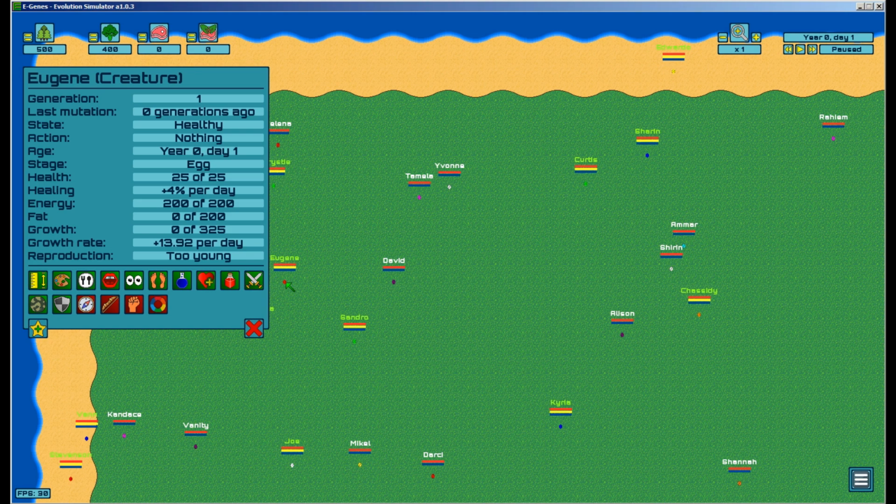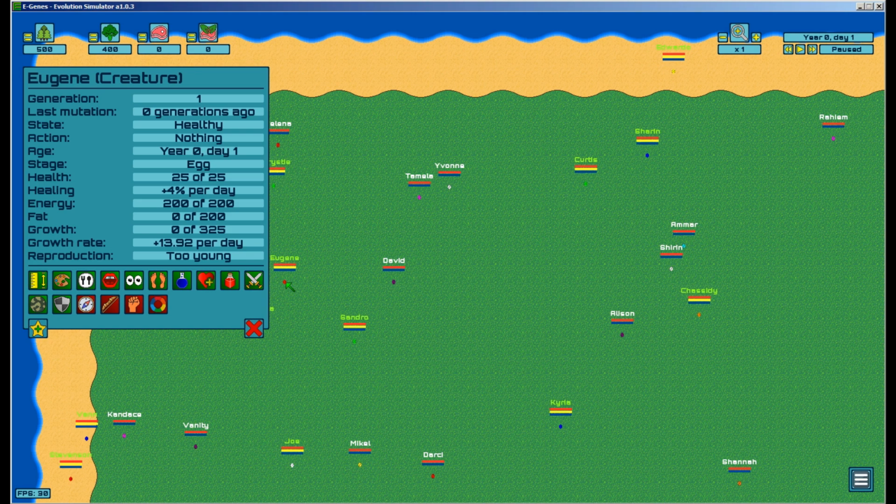Creatures have two types of genes, physical genes and behavior genes. Physical genes have a green background and behavior genes have a red background. From left to right, the first physical gene is the size. This gene varies between 1 and 4 and affects the maximum growth of the creature. Bigger creatures take longer to grow and reproduce, but also have a higher chance to reproduce.